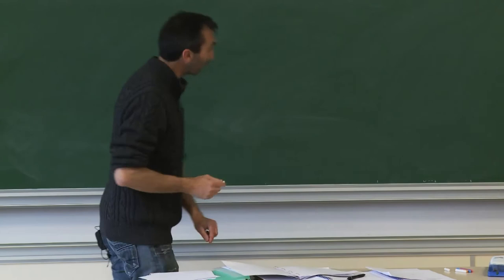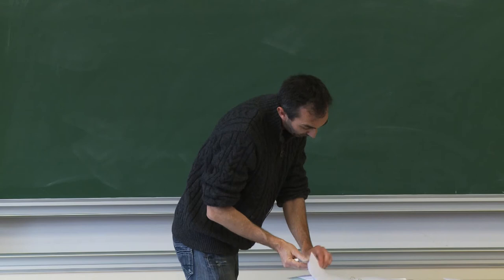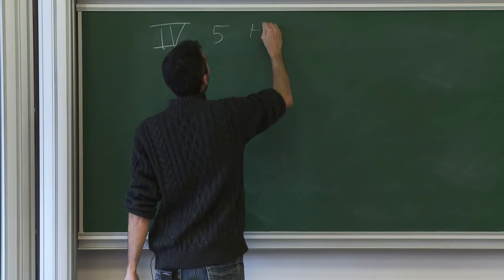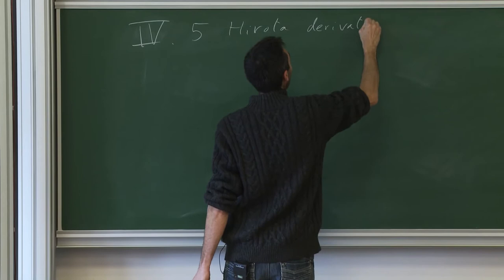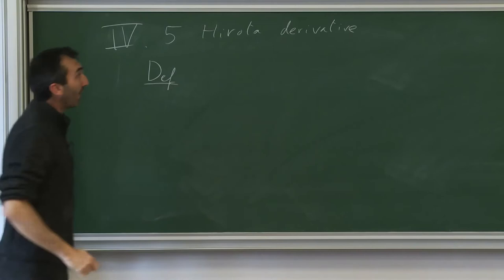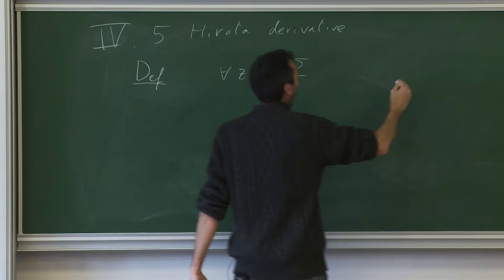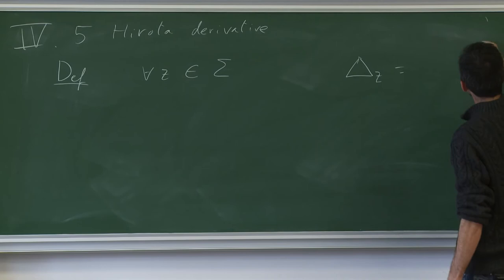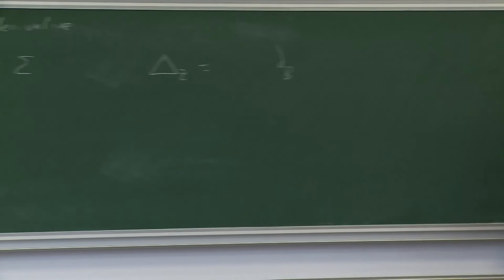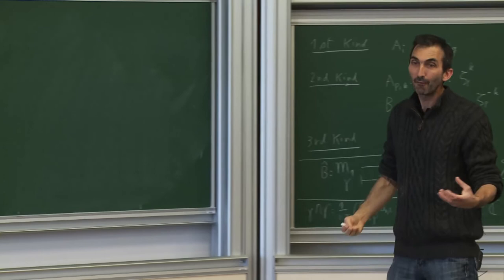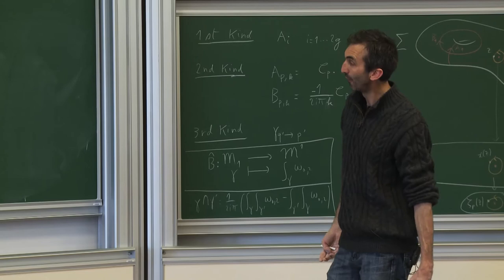So first of all, I'm going to define what I call the Hirota derivative. Let me call that 4.5, Hirota derivative. There is one tangent vector which plays a particularly important role, and I will give it a name. For every z belonging to sigma, I define delta z to be a certain tangent vector, the tangent vector with inverse notation b, z1. And in fact, if you want to study how it behaves as a function of z, you realize that it transforms not really like a function, but like a one-form.